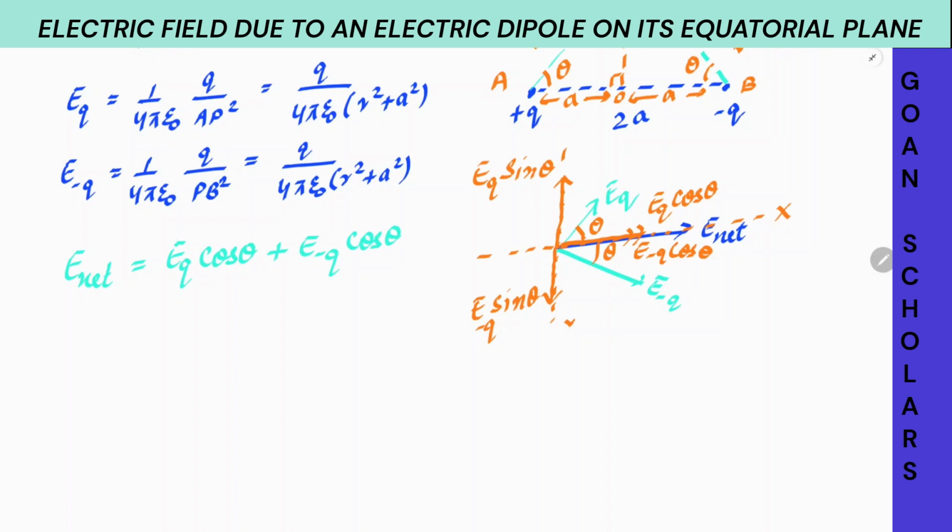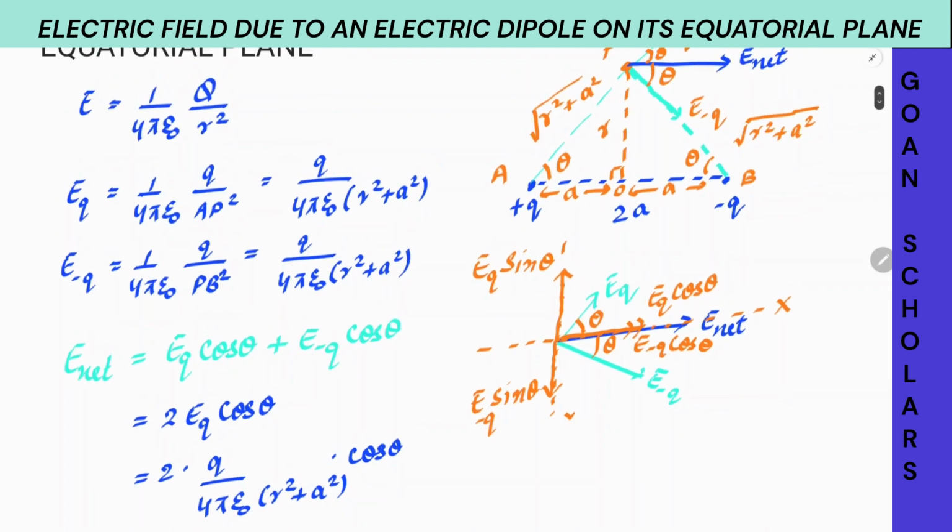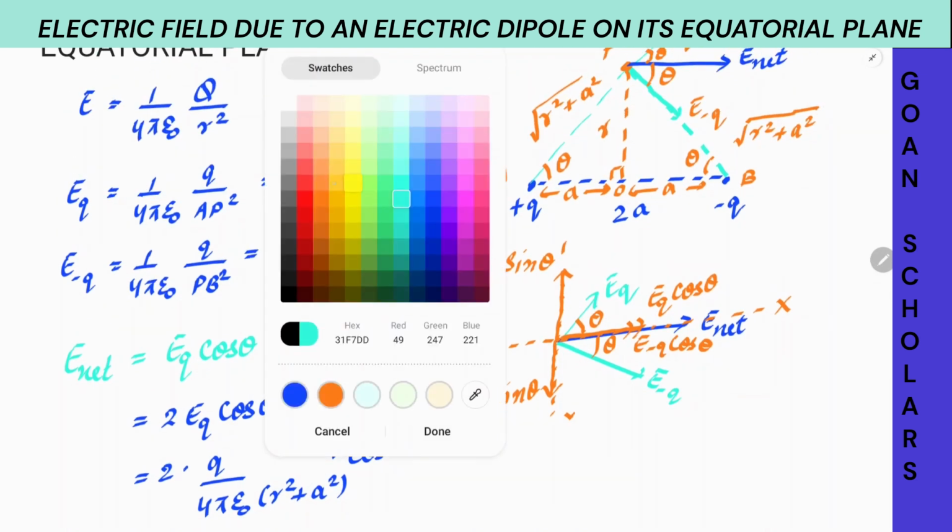Yes. So EQ and E minus Q are the same. So let's make it 2 times EQ cos theta. If you find this easy, you can use this convention. Very simple. Now let's substitute the value of EQ. So 2 times EQ is nothing but Q upon 4 pi epsilon naught, r square plus a square, into cos theta. Let's go a little up and see our diagram that will help us to know about cos theta.